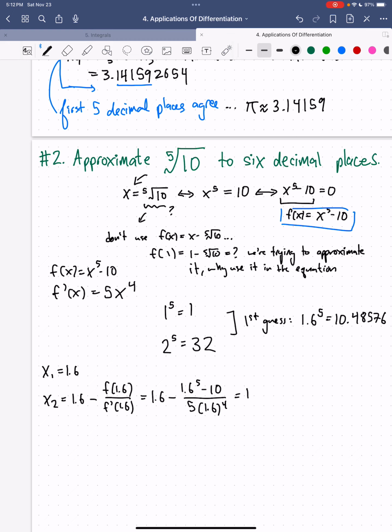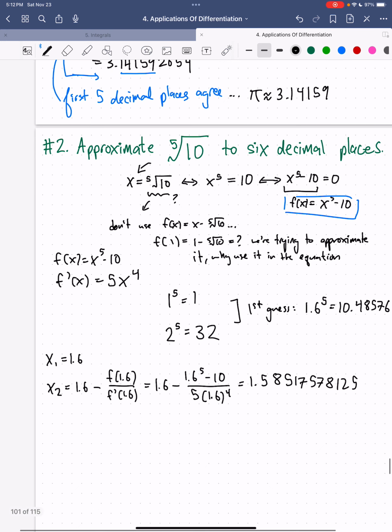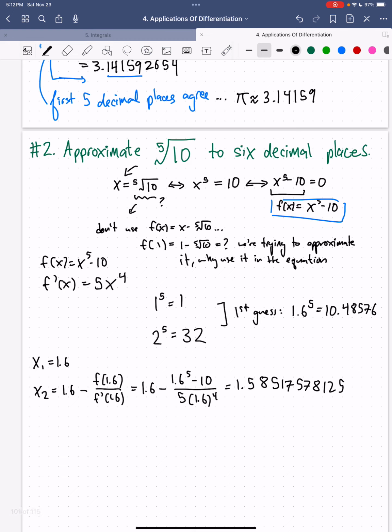And putting this into a calculator, we get 1.58517578125. I guess one way that we can think about these problems is, let's pretend we have a really dumb calculator where it can't do that much. We can do simple exponents, like multiplying something by itself 5 times, but we can't do fractional exponents or roots. So it's like we're trying to find a way that we can estimate it using that technological imposition. Okay, so that's our x2.